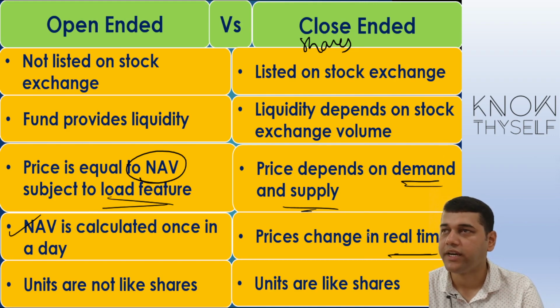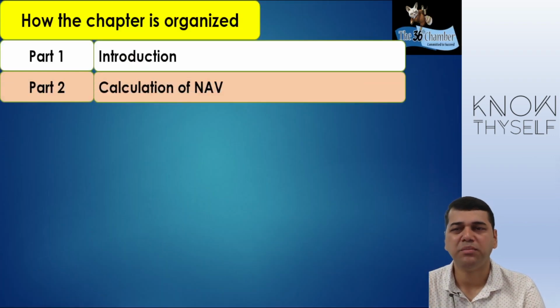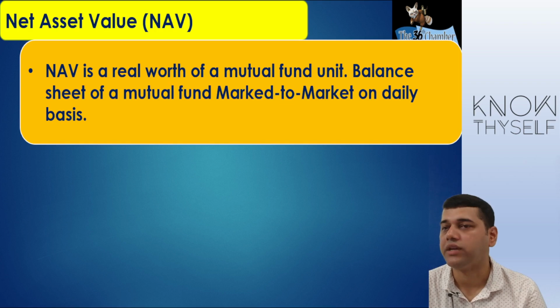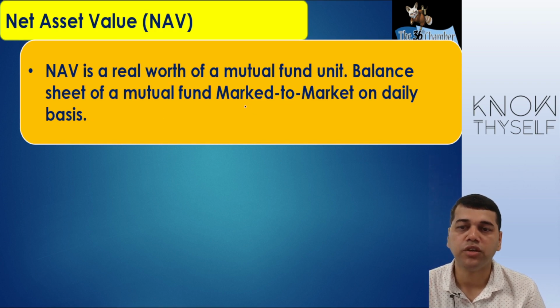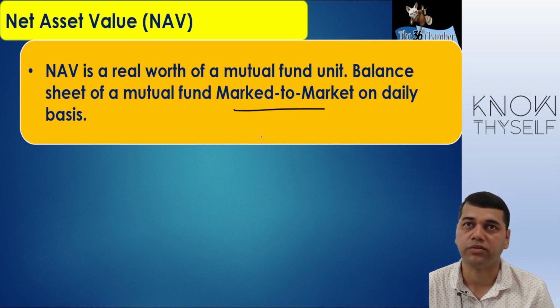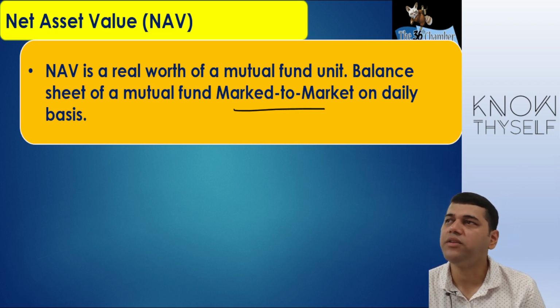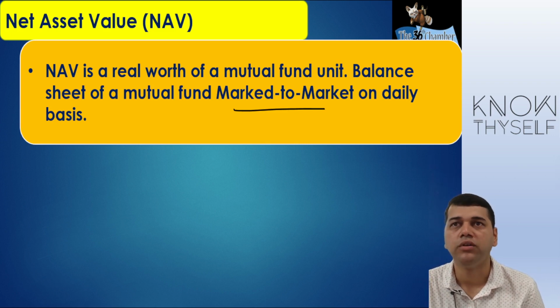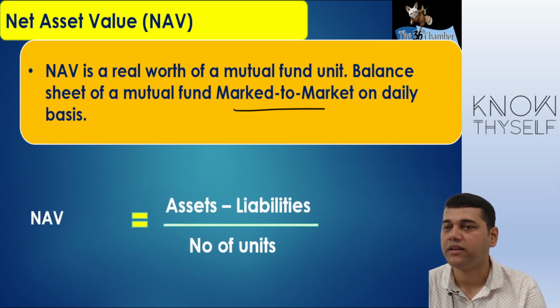Clear about open-ended and closed-ended? Now that's the basic thing about the mutual fund chapter. Now, calculation of NAV. How to calculate NAV? NAV, or net asset value, is the real worth of a mutual fund unit. The balance sheet of a mutual fund is marked to market on a daily basis. We came across mark to market in the derivatives chapter; it means fair value basis. Every asset is valued at fair value, and at the end of the day I find out the market value and its net asset value.